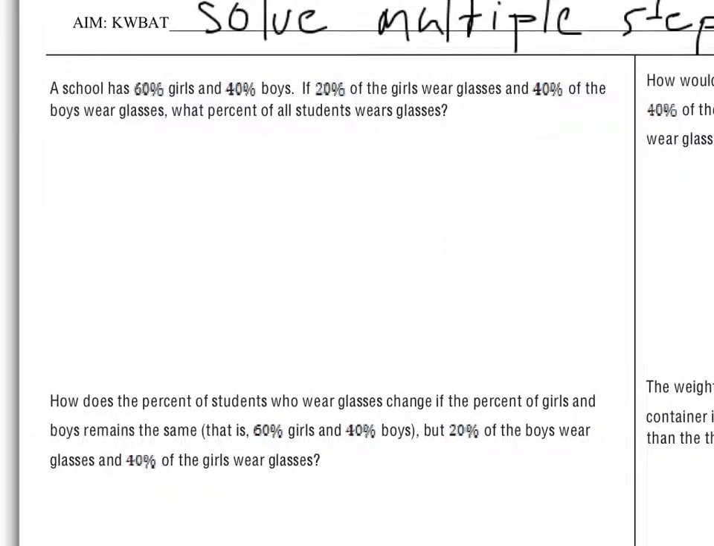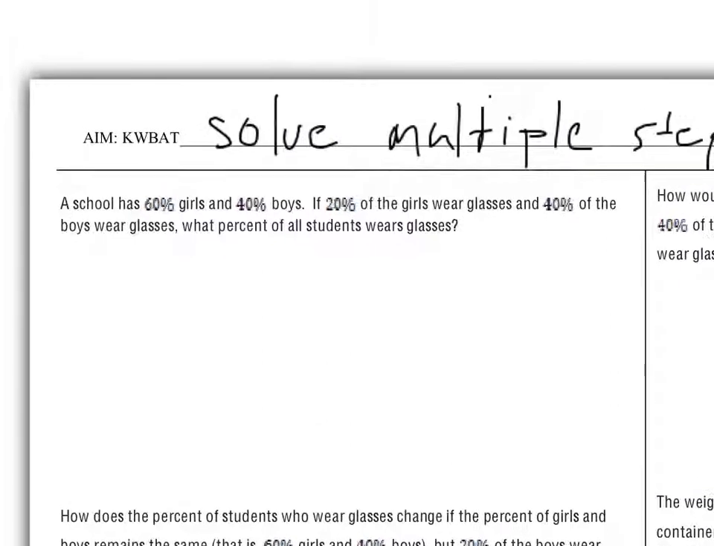So we say that a school has 60% girls and 40% boys. If 20% of the girls wear glasses and 40% of the boys wear glasses, what is the percent of students that wear glasses? So thinking about setting this one up.